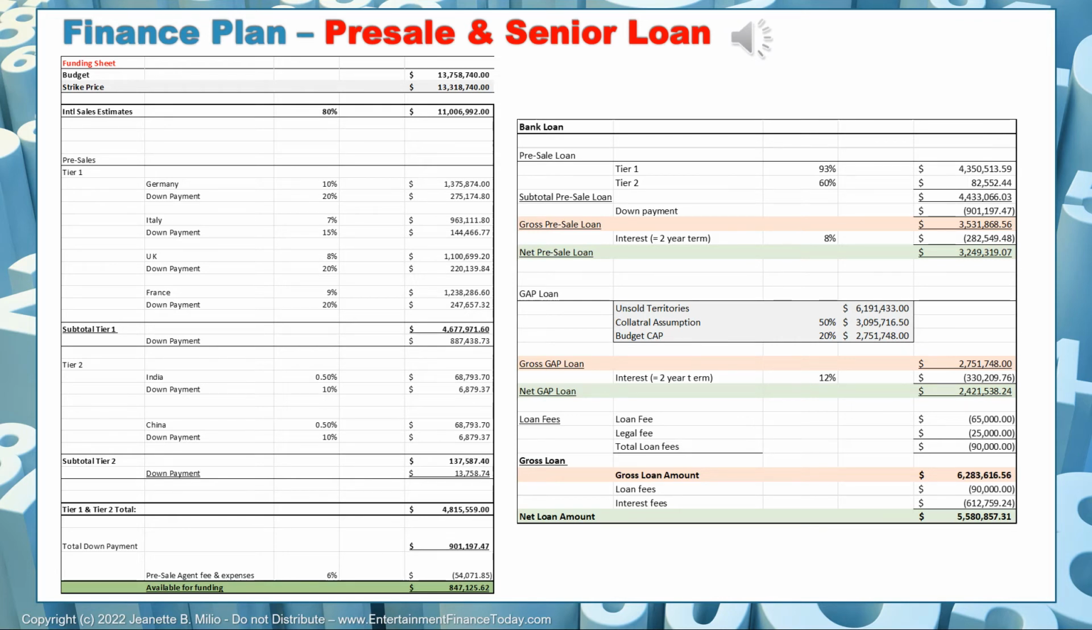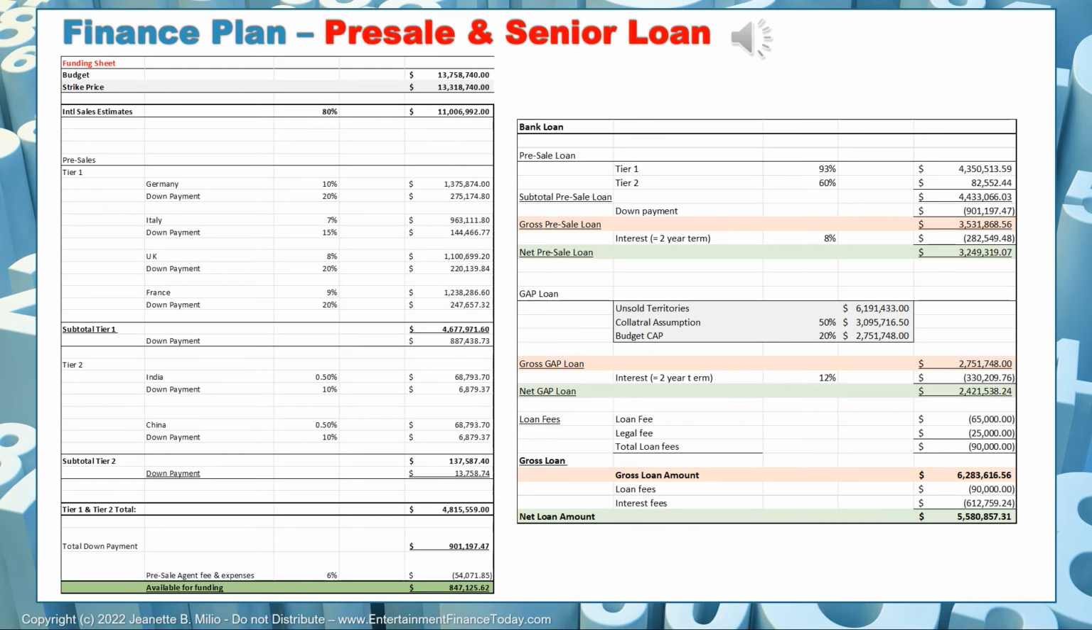Each of the territories are giving us their down payment anywhere between 10 and 20%. So altogether, the down payment that we're getting as a prepayment, as an advance payment from these distributors is 901,197.47. The sales agent would like to be paid for generating these agreements, and the 6% due to him would be 54,071.85, leaving us with 847,125.62 that we now have available to use for the movie.